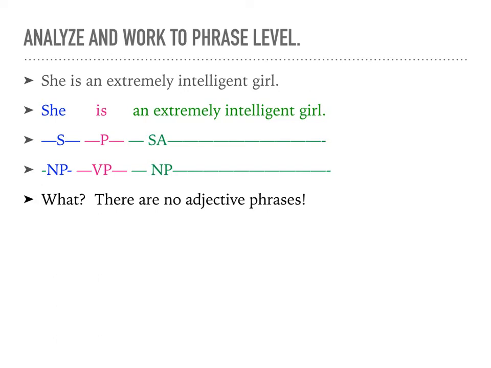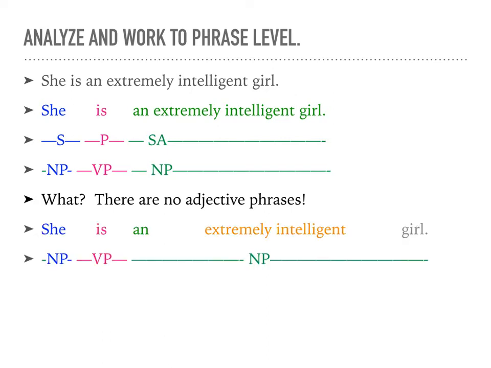But that's not necessarily the case, because if we look and we analyze and actually parse the noun phrase, we're going to see that an extremely intelligent girl is going to have girl as being the head. The pre-modifier is an adjective phrase, extremely intelligent, and we have the determiner, which is an indefinite article. So let's look then at extremely intelligent.